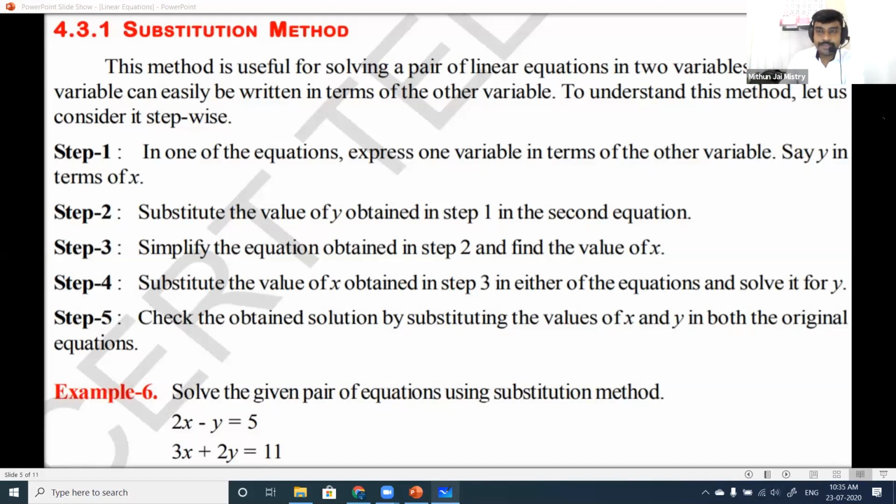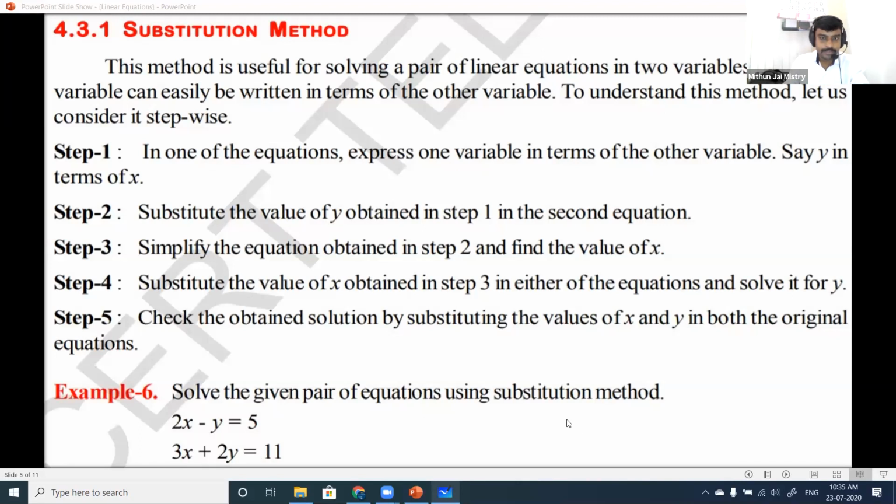In this method, as you know, a pair of linear equations in two variables will have two different equations and two different variables. Let us say they are x and y. From those two equations, for any one equation, first we have to express one variable in terms of the other variable. Let us say we write x is equal to something. Here we have 2x minus y is equal to 5. This is the first equation. 3x plus 2y is equal to 11. This is the second equation, right?